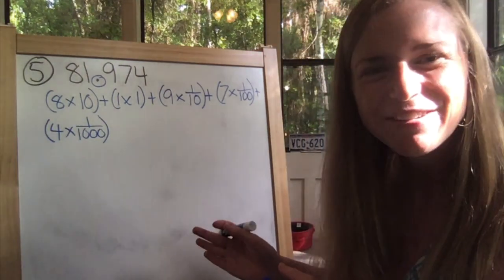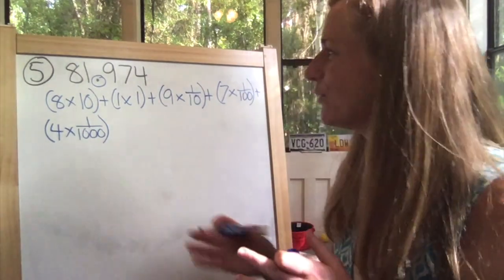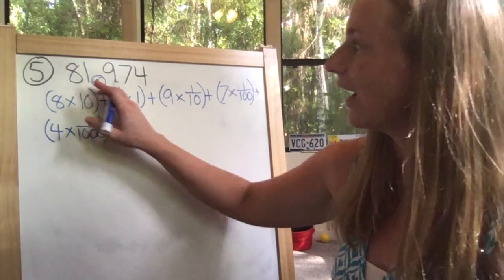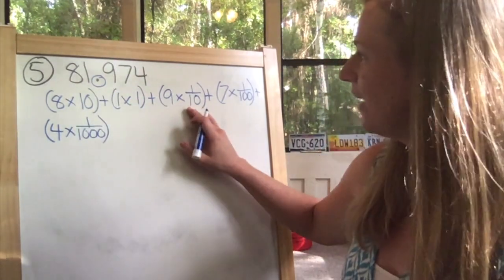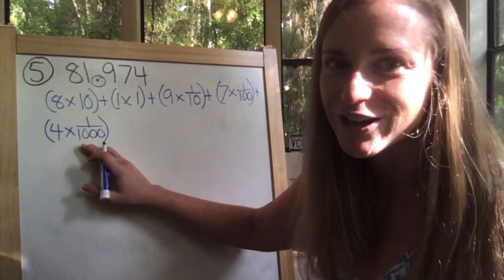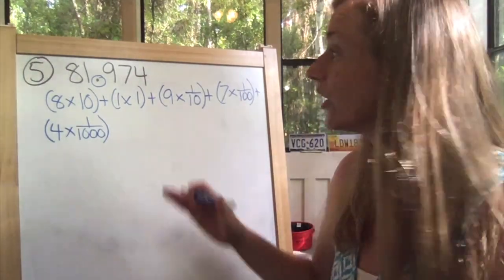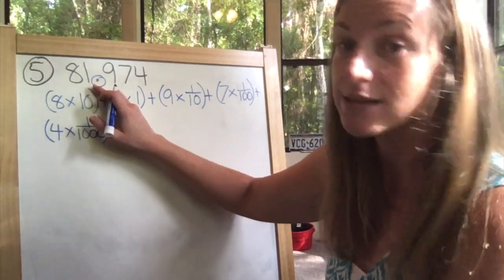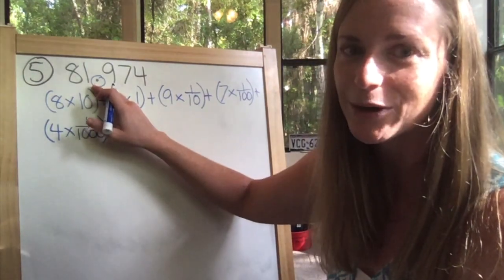Do you see the pattern? How things shift after that decimal point? We have times whole numbers here. After we get to that decimal, everything's times a fraction. So that's one way to check your work: do I switch from whole numbers to fractions exactly where the decimal is in the number?